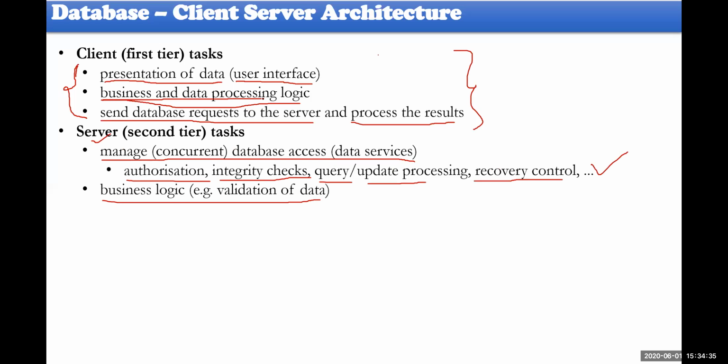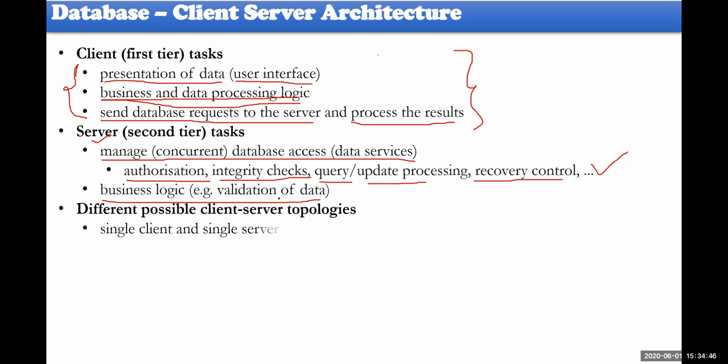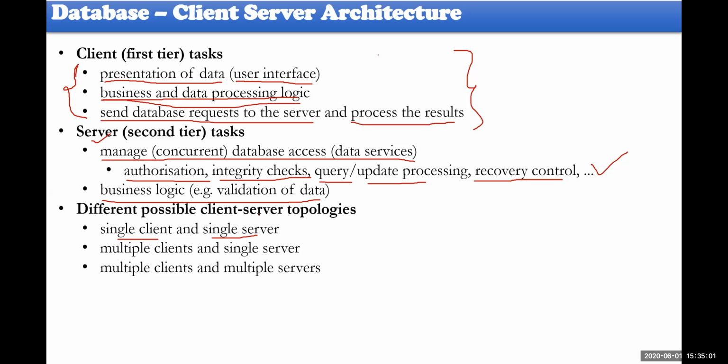It is going to serve the business logic. Here validation checks will be done by the server. Okay. Then how many kinds of topologies are available for client server architecture? Single client and a single server. It could be possible, because if you load Oracle 10G on your system, yours is server and yours is client also. And then single server, multiple clients, or multiple servers and multiple clients. So these three topologies are available to us.